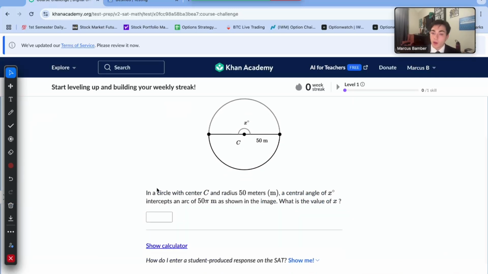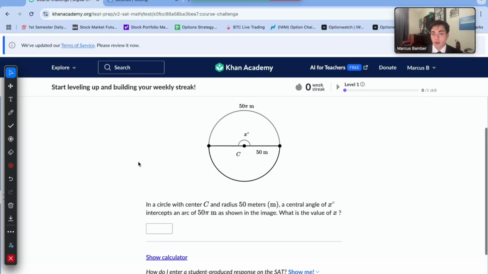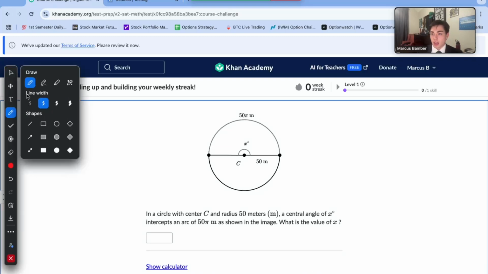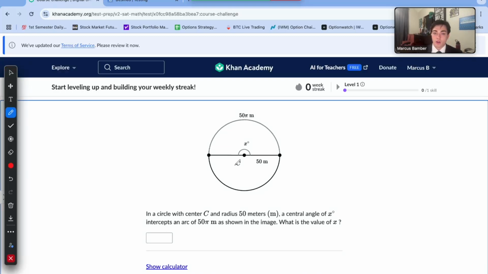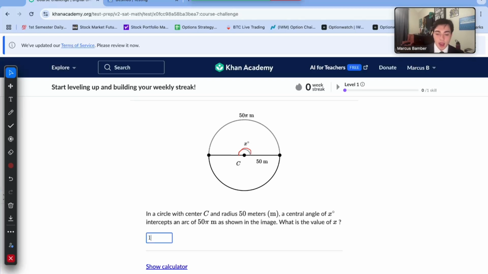Okay, in a circle with a center C and a radius of 50 meters, a central angle of x intercepts an arc of 50 pi meters as shown. What is the value of x? Okay, as we can see, this is drawn to scale, and x is exactly half of the circle. So all we have to do is simply say that x is equal to 180, as it is half of the circle.